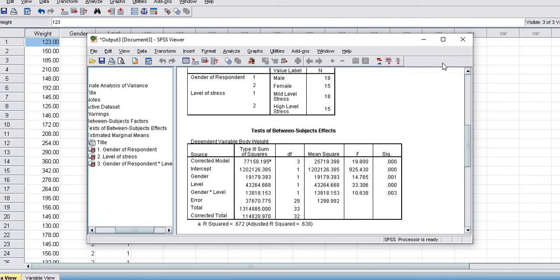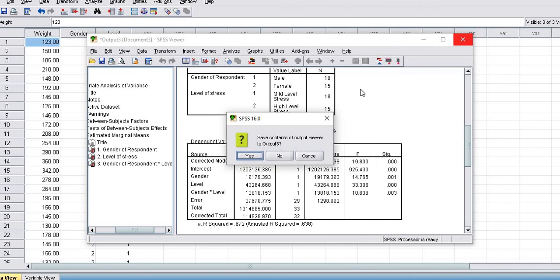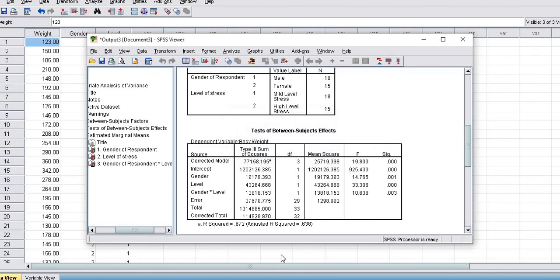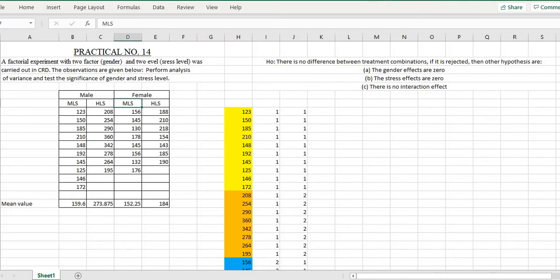Now our null hypothesis was, come to the Excel sheet, there is no difference between treatment combinations. As there is a significant difference, H0 has been rejected. Then, if it is rejected, for the other hypotheses: the gender effect is 0, but here we say the gender effect is not 0. There is a difference. And the stress effect is also not 0. The interaction also has a significant difference.